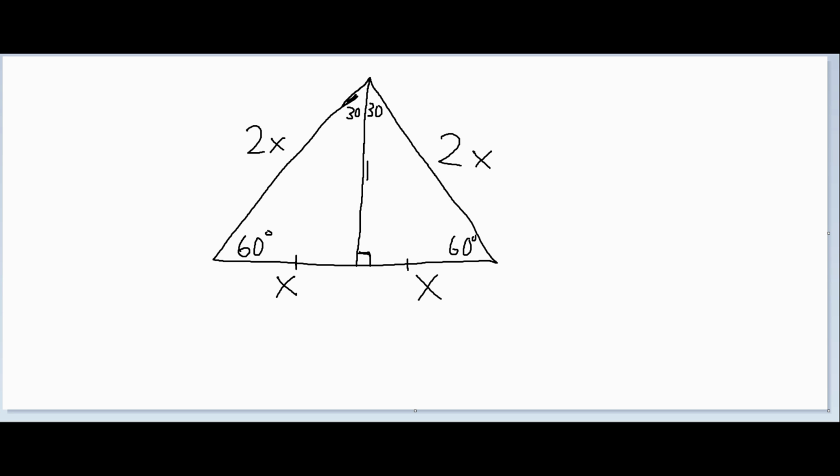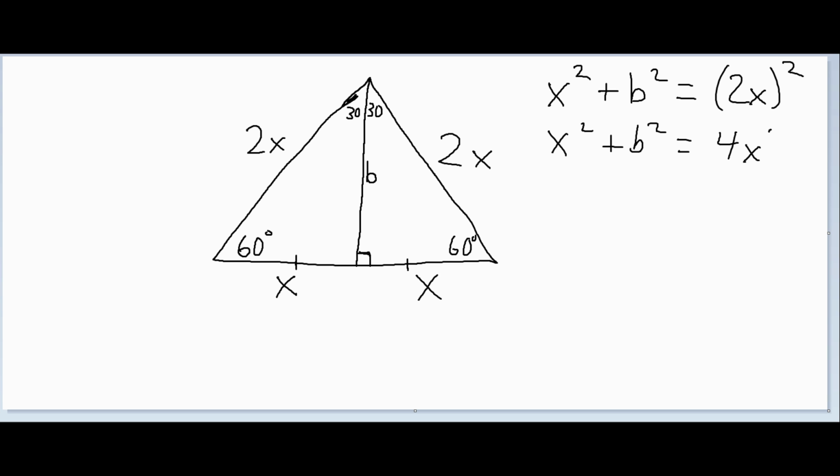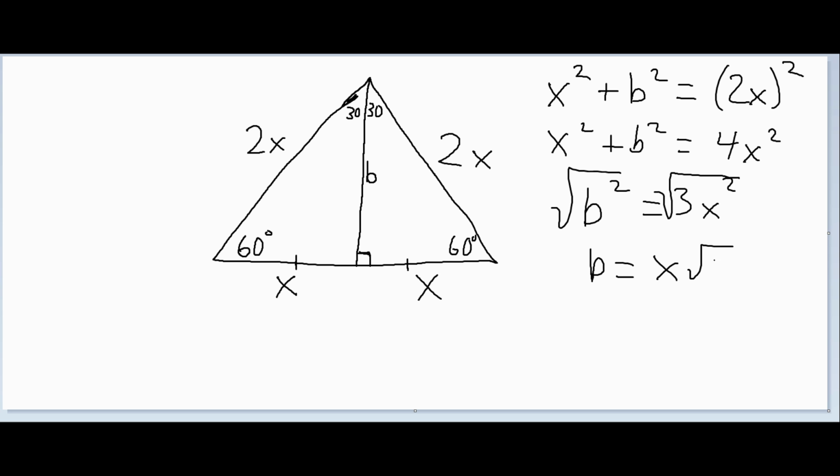Now, if we label this altitude that we dropped b, we can again set up an equation based on the Pythagorean theorem: x squared plus b squared equals the hypotenuse squared. So that gives us x squared plus b squared equals 4x squared. We'll subtract the x squared on the left to the right, which gives us b squared equals 3x squared. And again, we'll take the square root of both sides, and that'll give us b is equal to x times the square root of 3. So we can replace that b with x square root of 3 to get that familiar form.